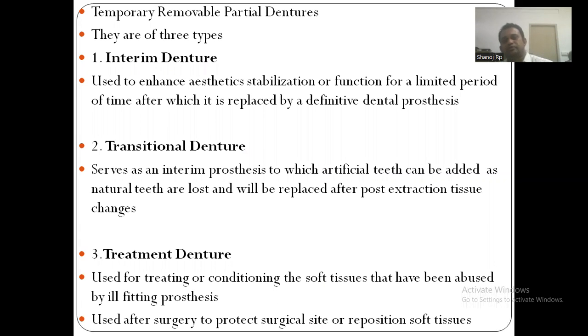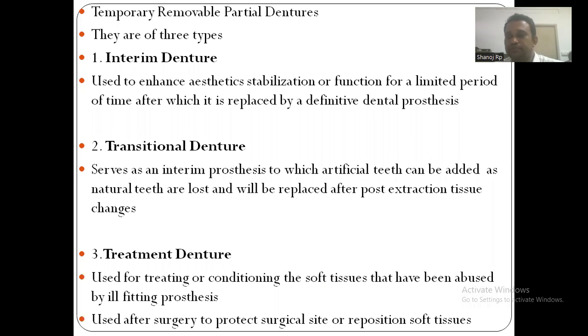Now coming to the different types of removable partial denture, there are basically three types. One is an interim denture, the second is a transitional denture, and the third one is the treatment denture. Now let us learn what is an interim denture. An interim denture is used to enhance aesthetics, stabilization, and function for a limited period of time, after which it will be replaced by a more definite prosthesis. The second one is a transitional denture, which again serves as an interim prosthesis to which artificial teeth can be added as the natural teeth are lost, and it will be replaced after post-extraction tissue changes.